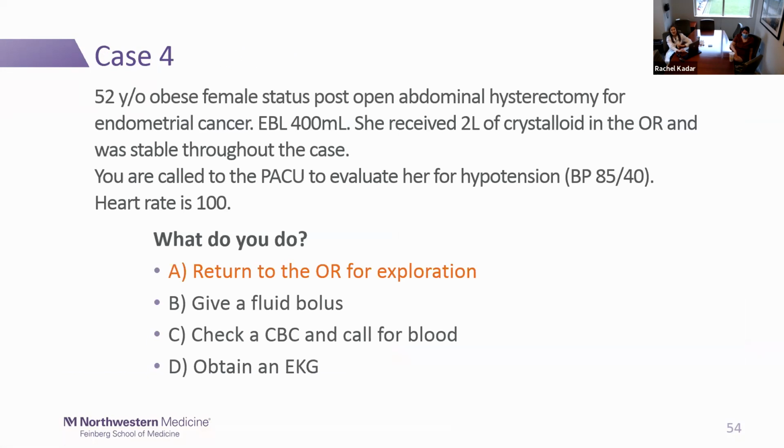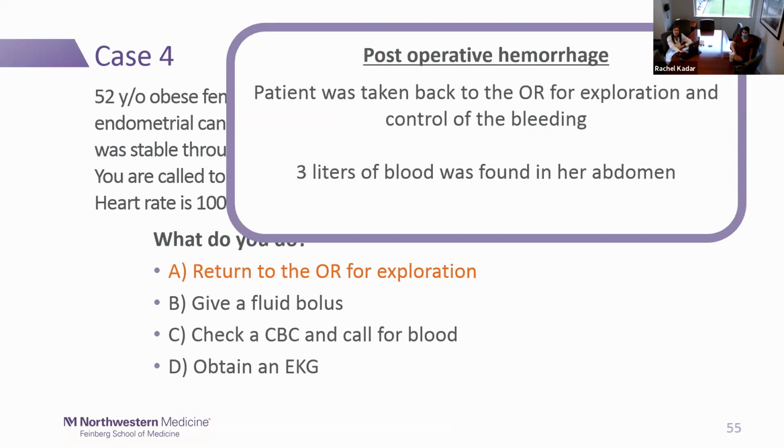So while I know you would also probably give a fluid bolus and check a CBC and call for blood, the new answer that we wouldn't have otherwise chosen would be to return to the OR for exploration, now that we have our ultrasound information. And the diagnosis was postoperative hemorrhage. The patient was taken back to the OR for exploration and control of the bleeding. Again, a real case from one of my colleagues. 3 liters of blood was found in her abdomen.